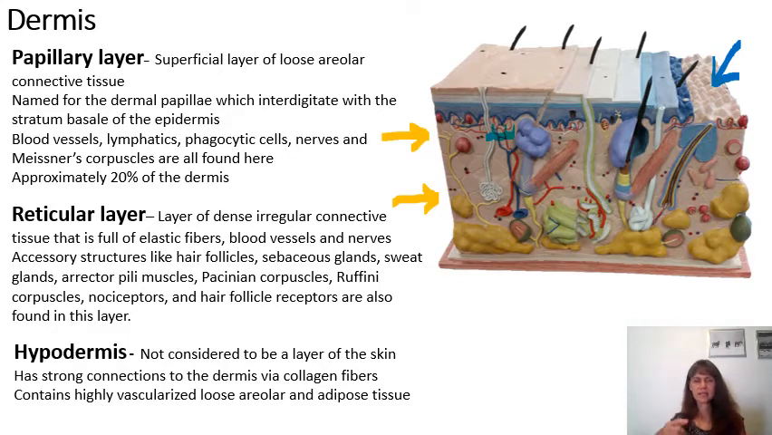So we see the papillary layer contains blood vessels, lymphatic vessels. It contains phagocytic cells, nerves. Special encapsulated nerve endings called Meissner's corpuscles are found in the papillary layer of the dermis, and the papillary layer is made up mostly of loose areolar connective tissue.